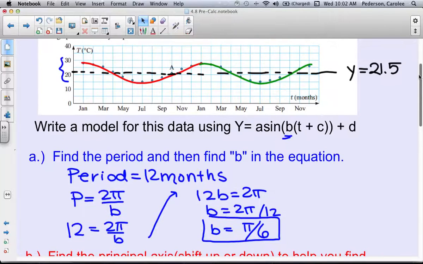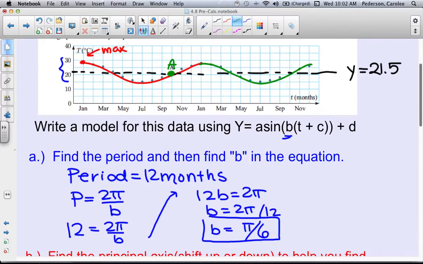So let's go back to the graph. The initial point on the graph was in January. It was at 28. This was my maximum point. Remembering sine waves start at the principal axes. So they've actually already denoted it on the graph right here, where they call it point A.